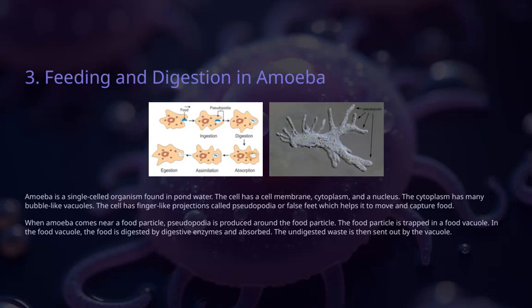Let's talk about feeding and digestion in amoeba. Amoeba is a fascinating single-celled organism that you can find in pond water. Its structure includes a cell membrane, cytoplasm, and a nucleus, all working together to keep it alive. Inside the cytoplasm, you'll notice many bubble-like vacuoles, which play a key role in digestion. One of the most interesting features of amoeba is its finger-like projections called pseudopodia, or false feet. These projections help the amoeba move around and also assist in capturing food.